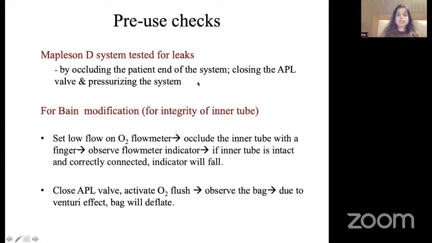How to check your Mapleson D system? You can check for a leak by occluding the patient end of the system, closing the APL valve, and pressurizing the system. Again, if the pressure is maintained, then there is no leak in your system.